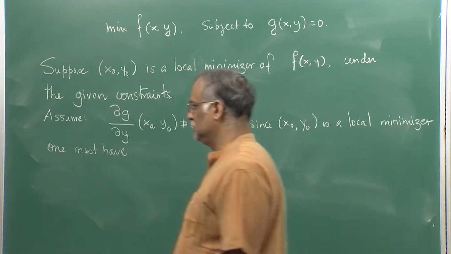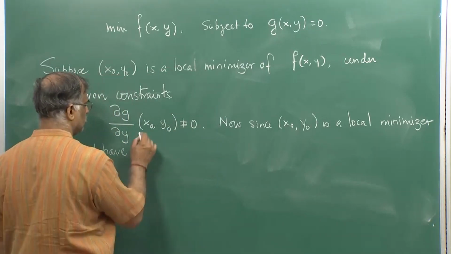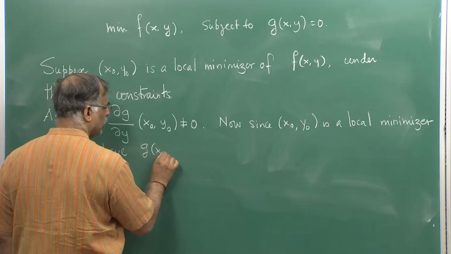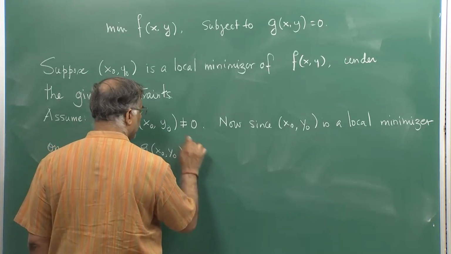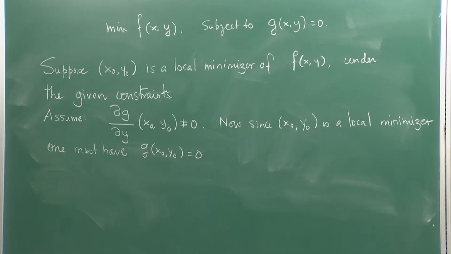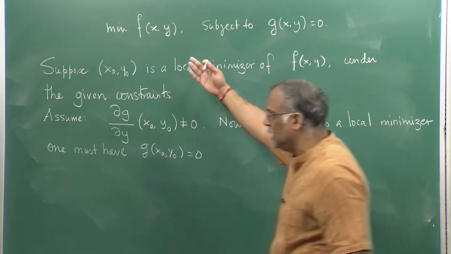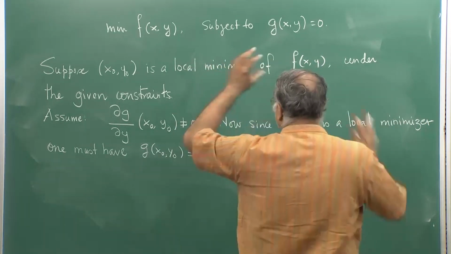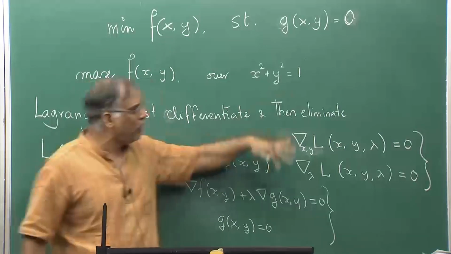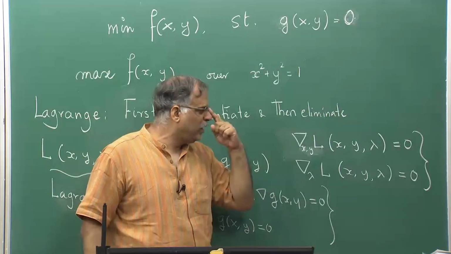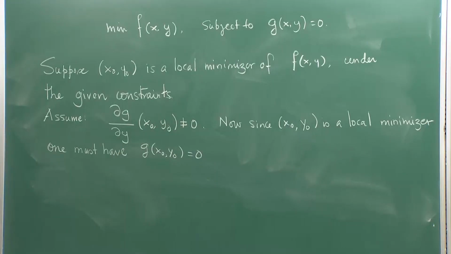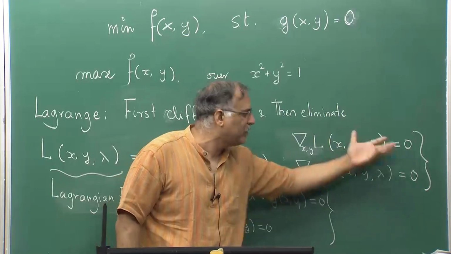One must have g of x naught y naught equal to 0, and you also have this condition, and these two conditions are ripe for application of the implicit function theorem. These are necessary conditions: we assume that we have a local minimizer and we want to see what condition it satisfies. If you know what condition is satisfied, then if you want to find a maximizer or minimizer, in this particular case, we really have to figure out points which satisfy these conditions.